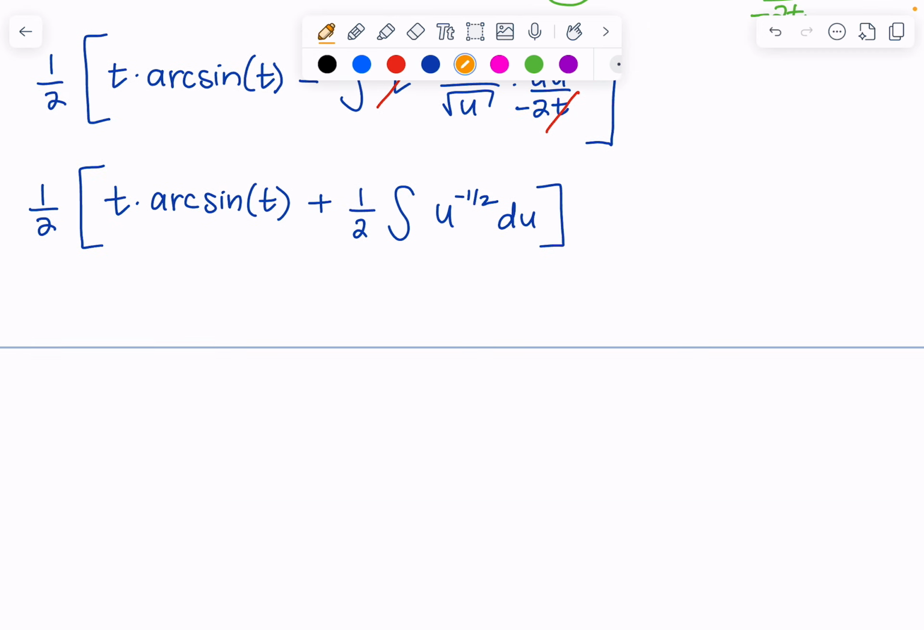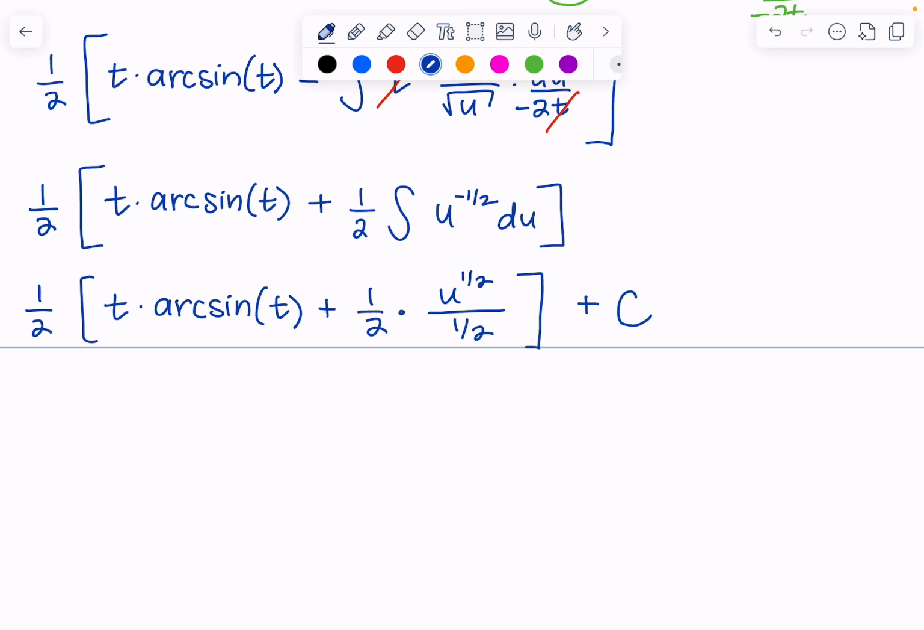Great. The next thing I'm going to do is integrate this part right here. Again, just rewriting that front piece, so 1/2 times t times arcsine of t plus 1/2 times the integral of u to the negative 1/2 would be, we're going to add 1 to the exponent, so u to the positive 1/2, and then you divide by your new exponent, so I divide by 1/2, and then close that bracket, plus a constant because we took the integral.